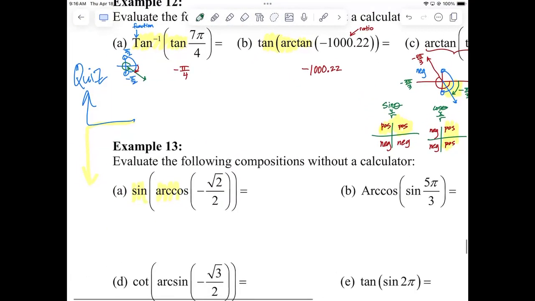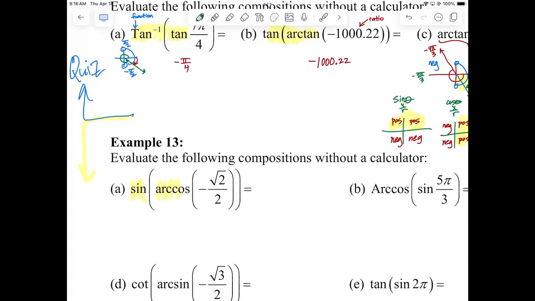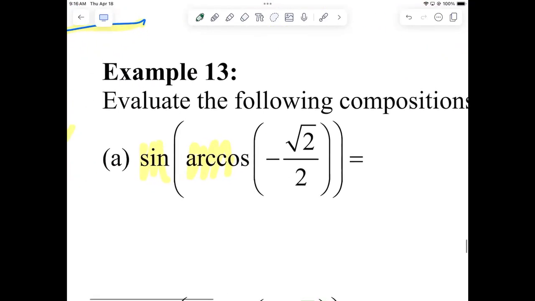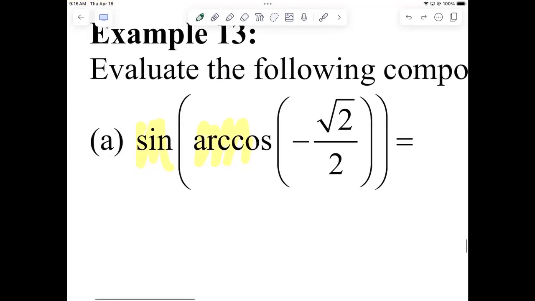Okay, to evaluate the following without a calculator, we're on example 13. Sine of arc cosine of negative square root of 2 over 2. Do these even have a chance at undoing each other? Are those inverse functions of each other? They're not inverse functions of each other. So when you have composition and they're not inverses, you actually just have to evaluate it from the inside out, right? We do the parentheses first.